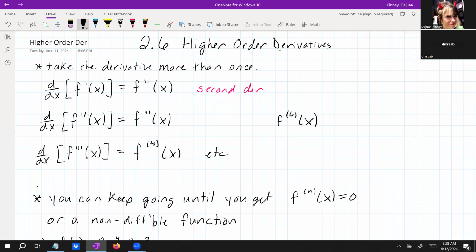Your 1 over x type functions, those can potentially go on forever, because your bottom just gets worse and worse every time, bigger and bigger, messier. We don't deal with it in this class, lucky you, but your trig functions, you can differentiate most of those forever. They just kind of cycle back and forth through a couple.